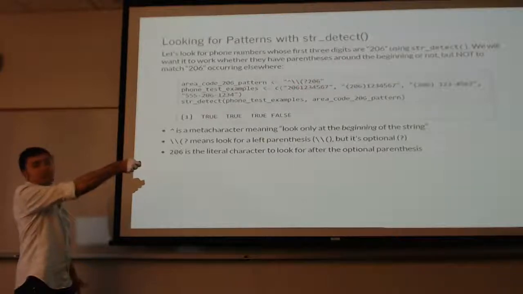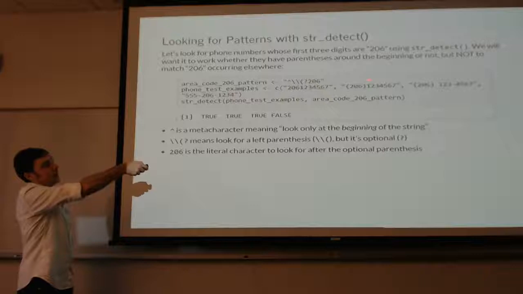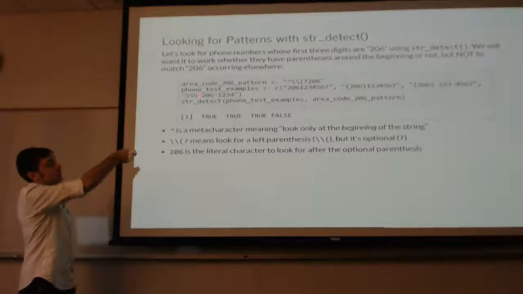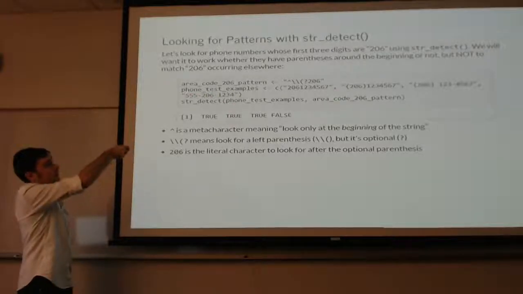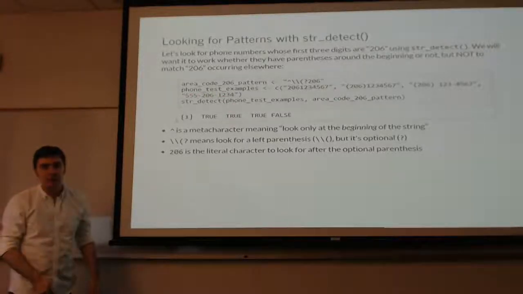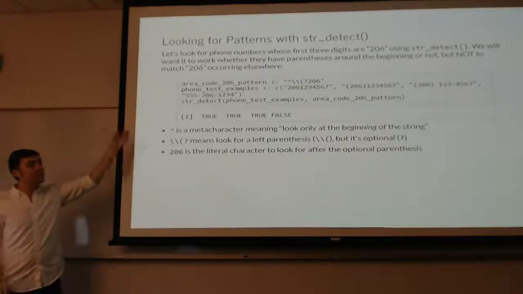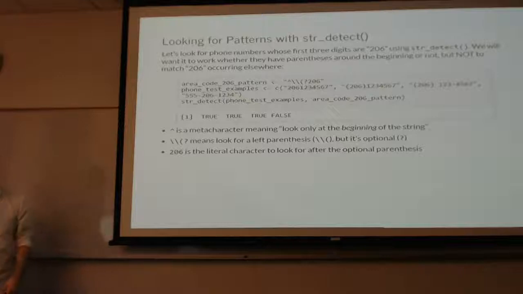So we get this. That's going to fulfill that condition. There's no parenthesis, but it's optional. The 206 is at the start of the string. We get that. Here, there is an optional parenthesis, then there's a 206. That's a true. Parenthesis 206, it's true. This 206 is in here. It's not anchored to the front of the string, so it returns a false. It's the power of regular expressions, right? We're parsing out something relatively complicated and getting what we want.